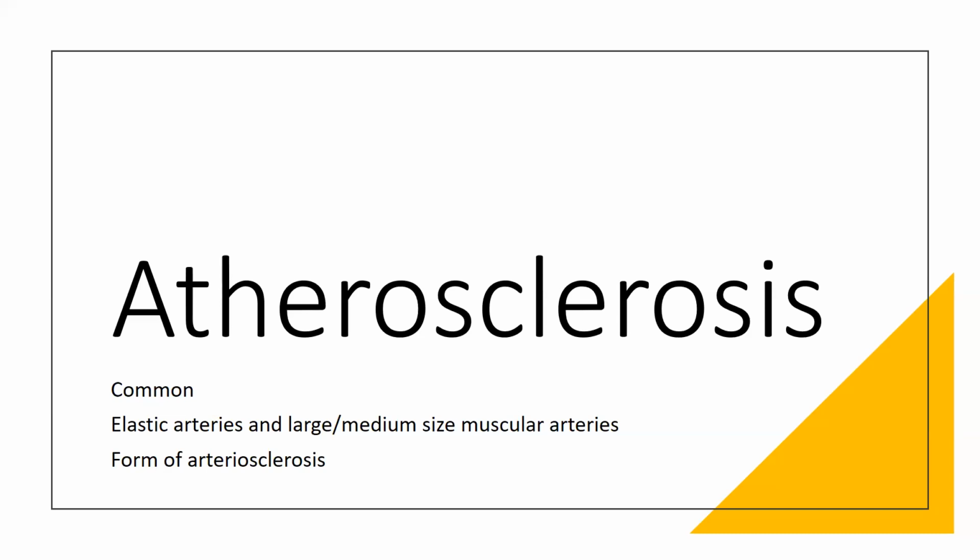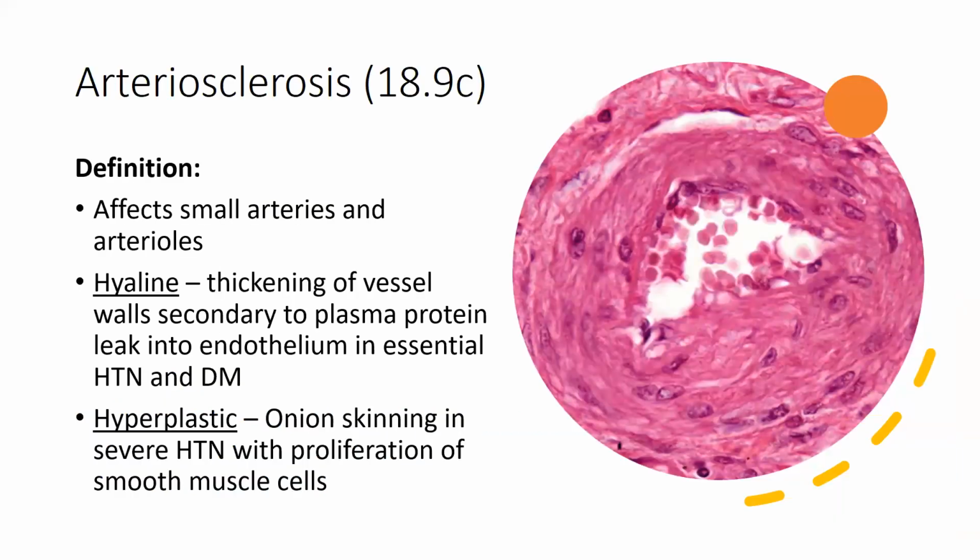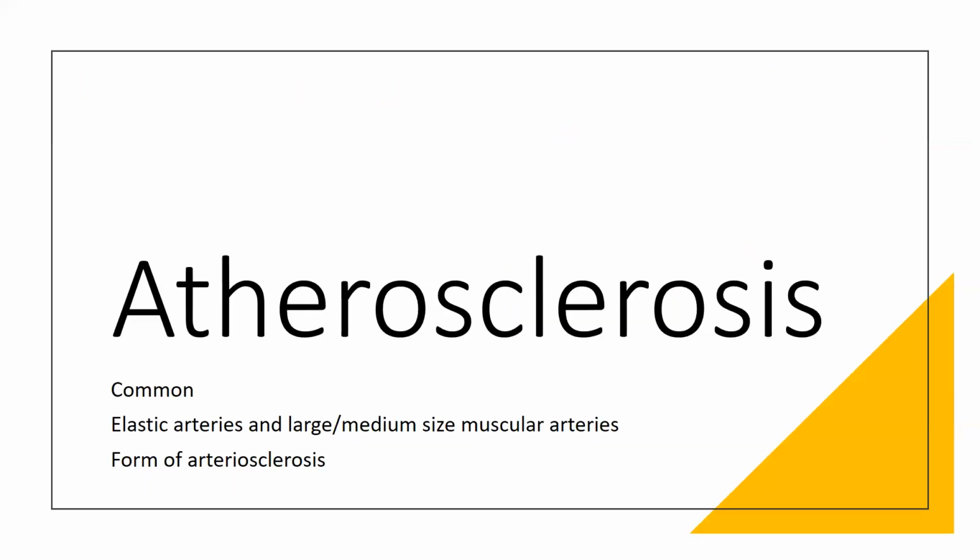Atherosclerosis is very common. You're dealing with your elastic arteries, your large and medium-sized muscular arteries, and it is a form of arteriosclerosis, meaning that if you have a plaque present, you are going to naturally have hardening of the arteries, right? But is all arteriosclerosis atherosclerosis? No. Some arteriosclerosis is not atherosclerotic in nature. So I want you to separate the two of them in your brain.